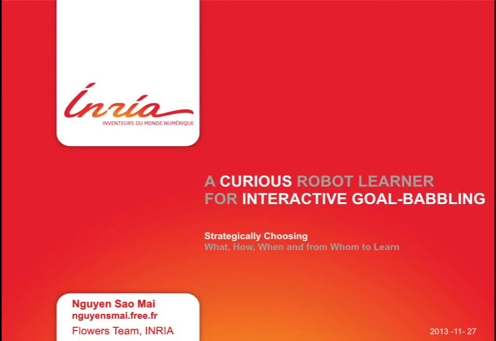Now I'm going to try to get you interested in my PhD thesis, which is about a curious robot learner for interactive goal babbling. So it's about building a system so that it strategically learns by choosing what, how, when, and from whom to learn. Or in other words, you have a learning agent who will choose the content, the procedure, the timing, and the source of its learning process.